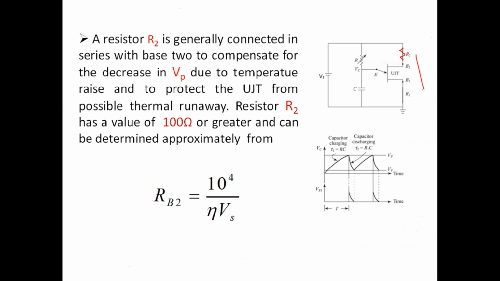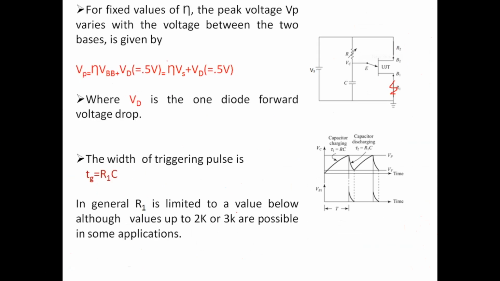The empirical formula to choose Rb2 is 10 to the power of 4 divided by eta into Vs. R1 is always limited to values like 2k, or 3k in some applications, always a very small value. Most of the time, instead of R1 we use a pulse transformer. If you use a pulse transformer, two firing pulses can be generated from the upper secondary and lower secondary. Thank you.